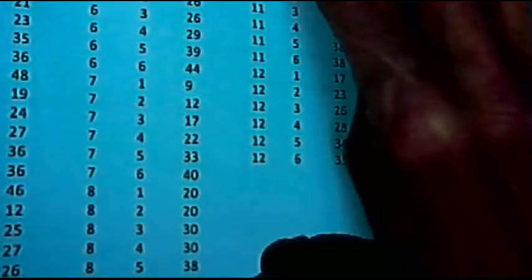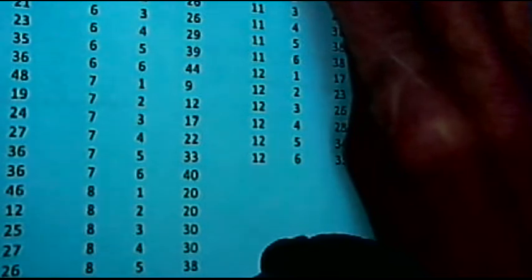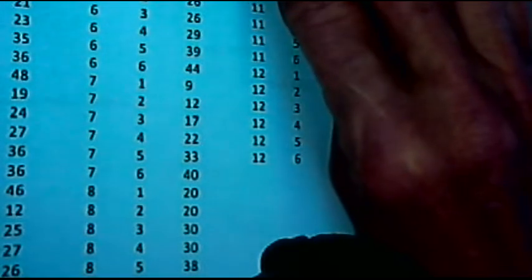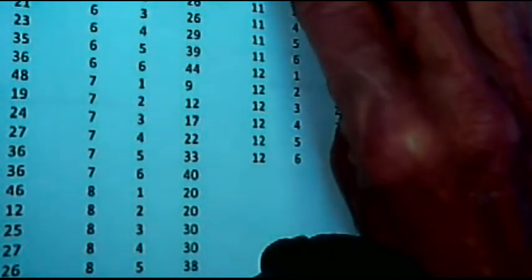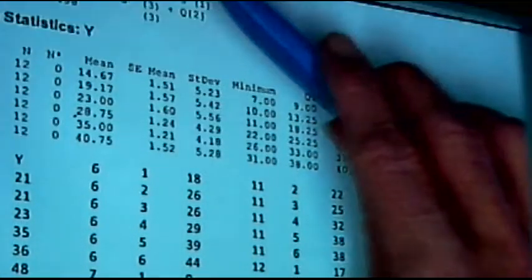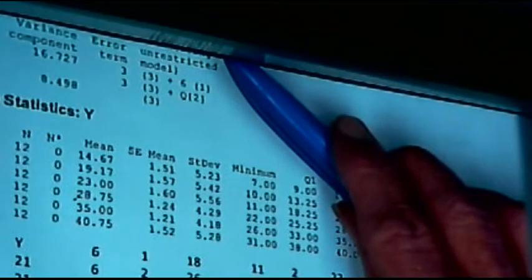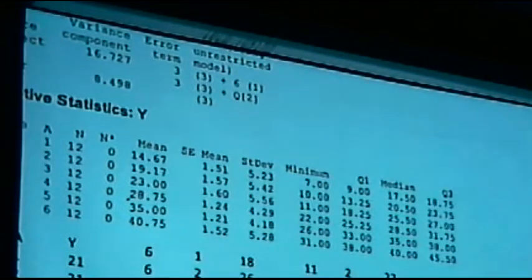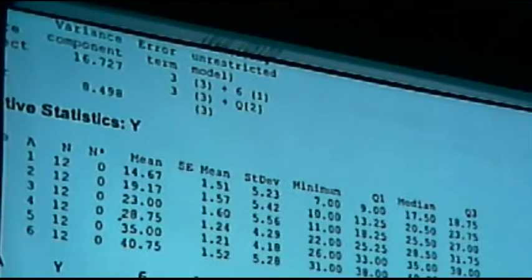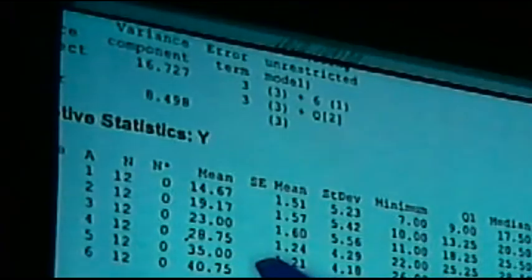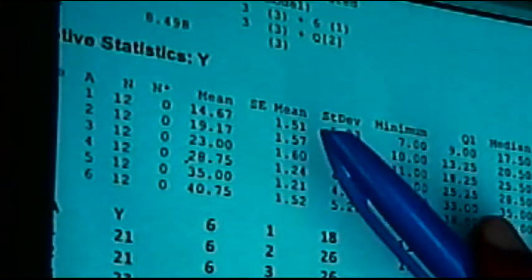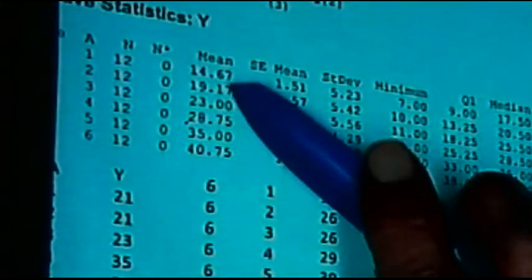The expected mean square information tells us that 3, the error mean square, should be the denominator for both of the other 2 tests. And that would be checked out by looking at the previous ANOVA table. Here's some descriptive statistics about factor A, in particular, here's their means. There's the mean.